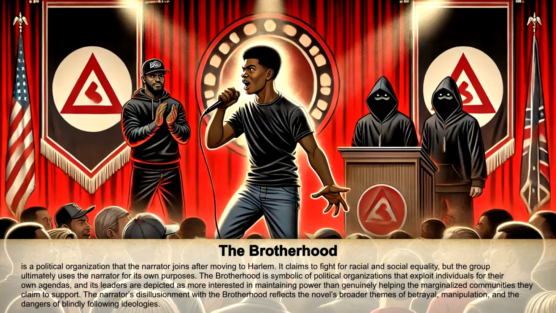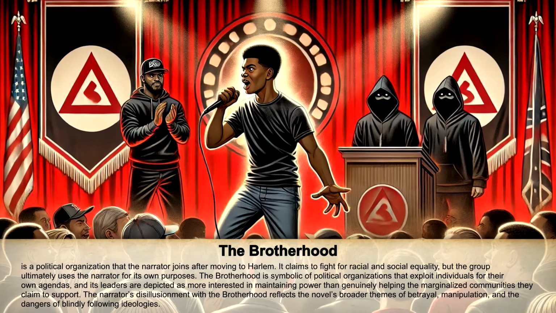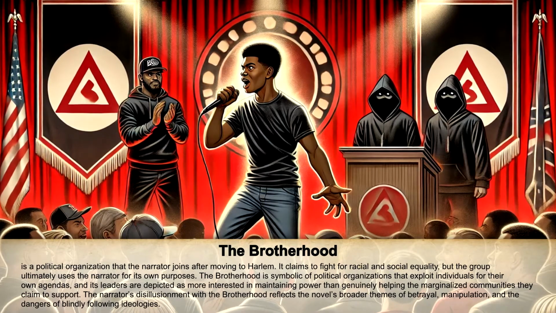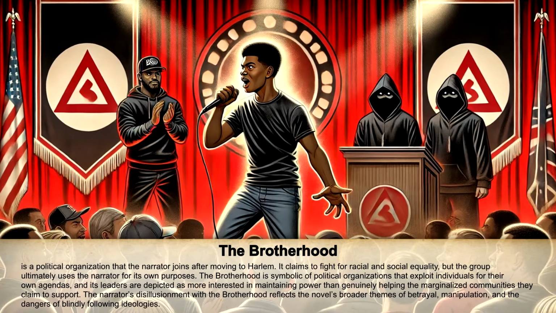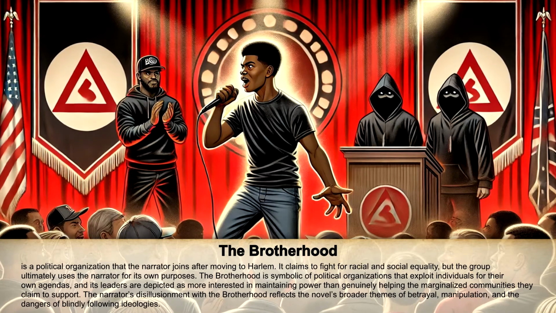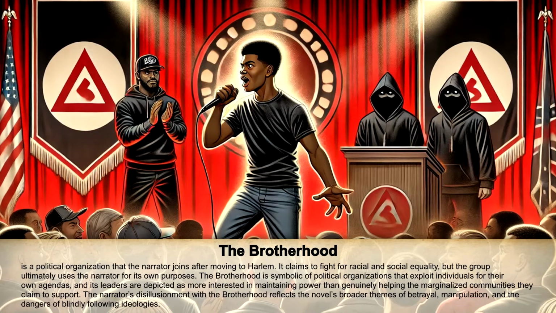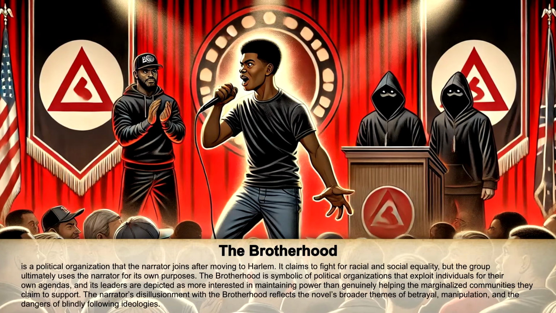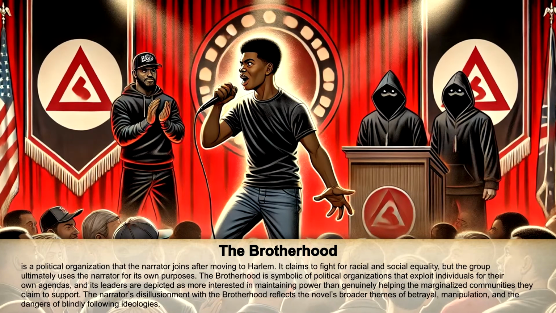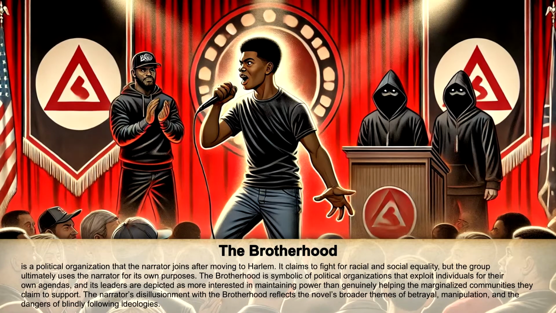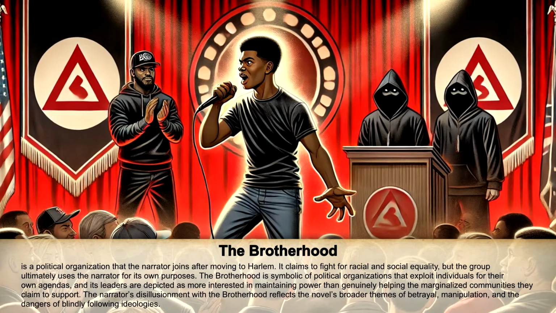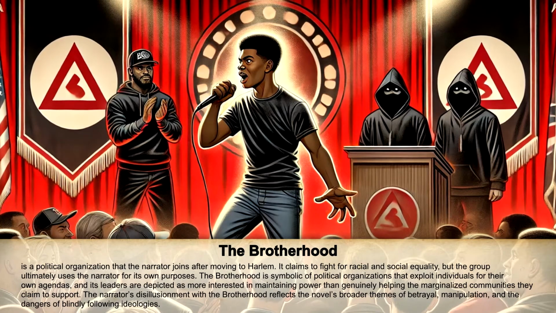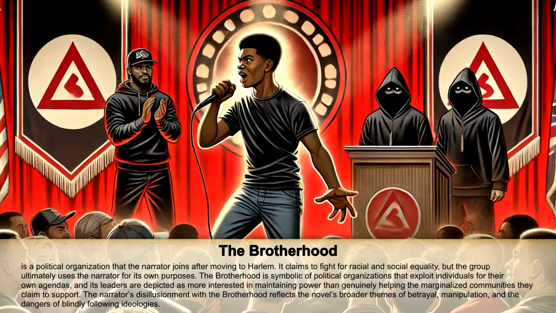The Brotherhood is a political organization that the narrator joins after moving to Harlem. It claims to fight for racial and social equality, but the group ultimately uses the narrator for its own purposes. The Brotherhood is symbolic of political organizations that exploit individuals for their own agendas, and its leaders are depicted as more interested in maintaining power than genuinely helping the marginalized communities they claim to support. The narrator's disillusionment with the Brotherhood reflects the novel's broader themes of betrayal, manipulation, and the dangers of blindly following ideologies.